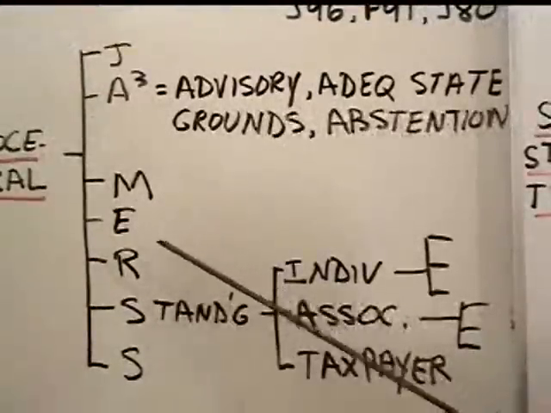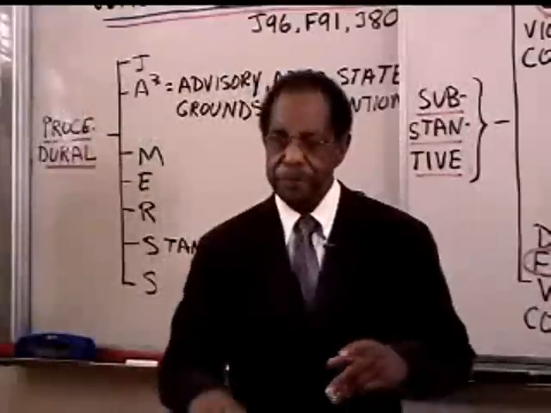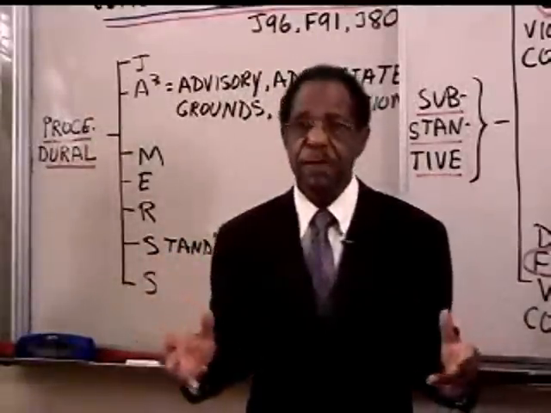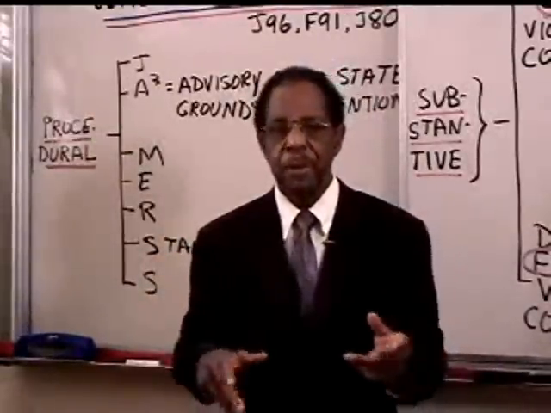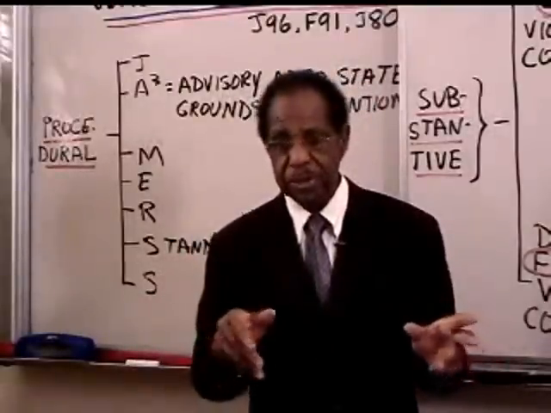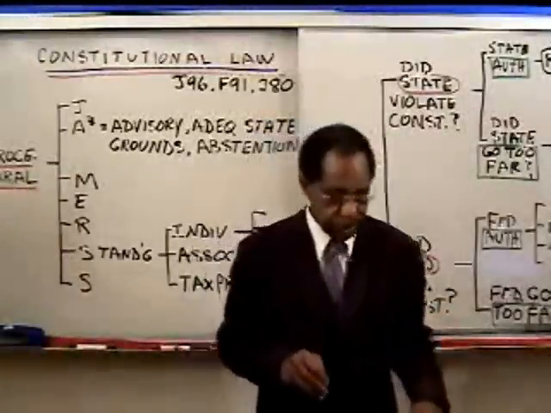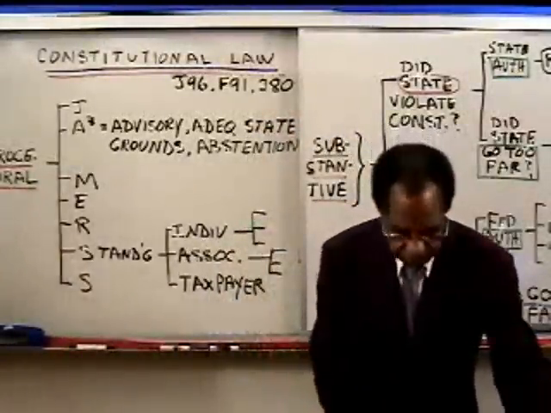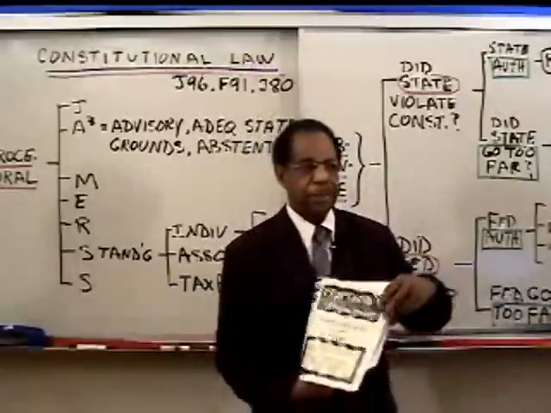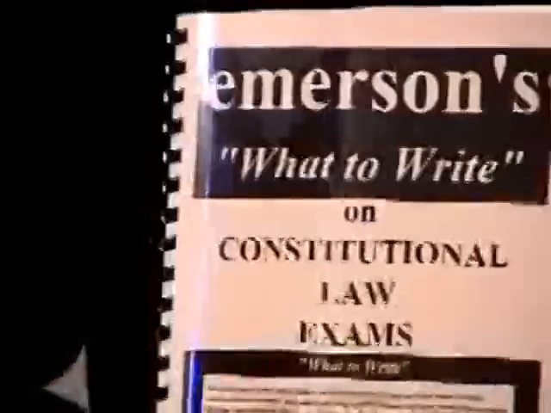Now, the diagram that you see on the board lays out a visual image of this structure of con law that I just told you about: procedural, substantive, and the substantive into these two parts, authority and did they go too far. The diagram that shows that is in more detail in this Con Law What to Write book.